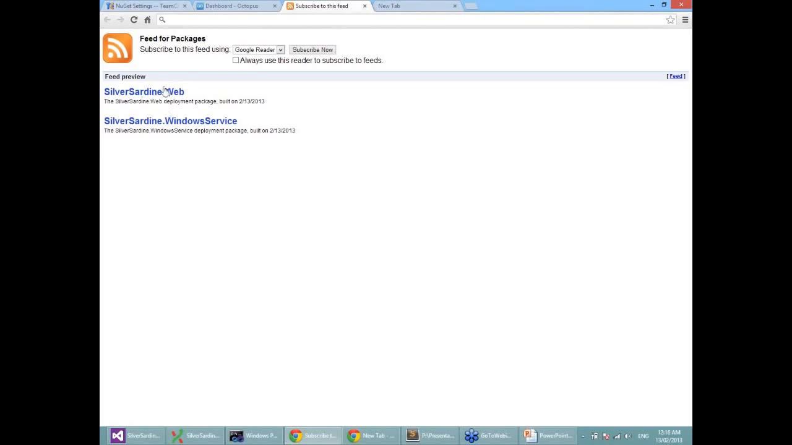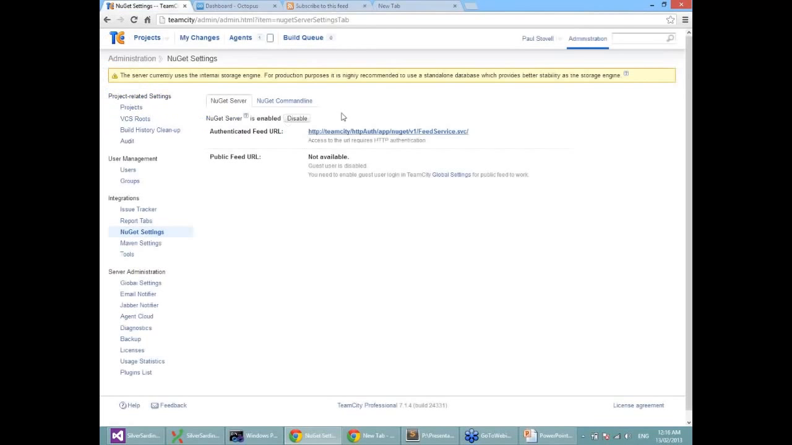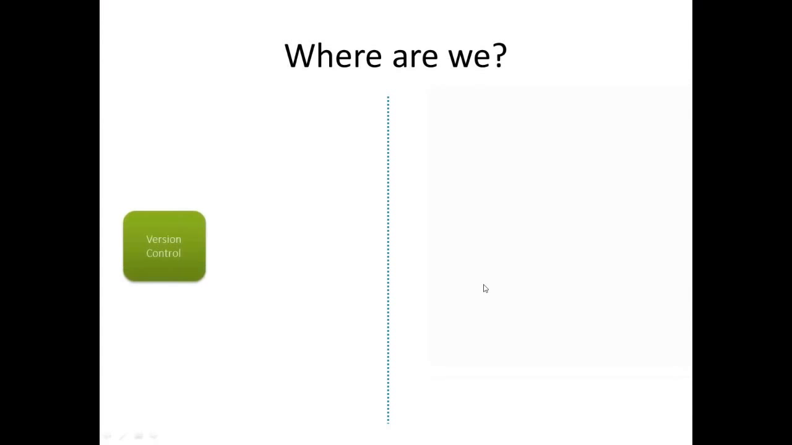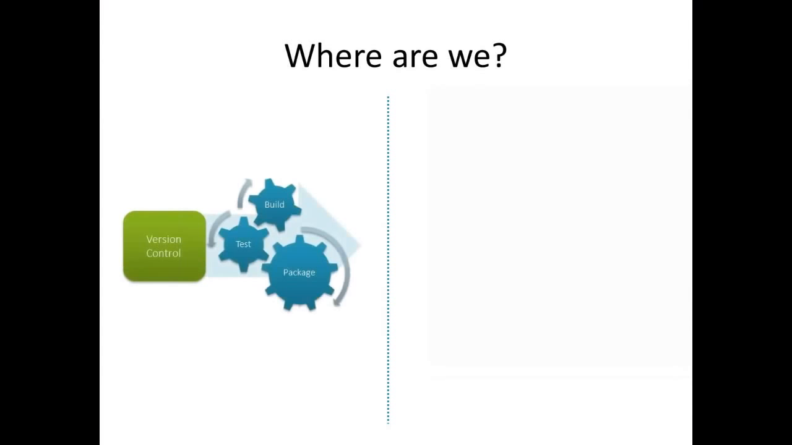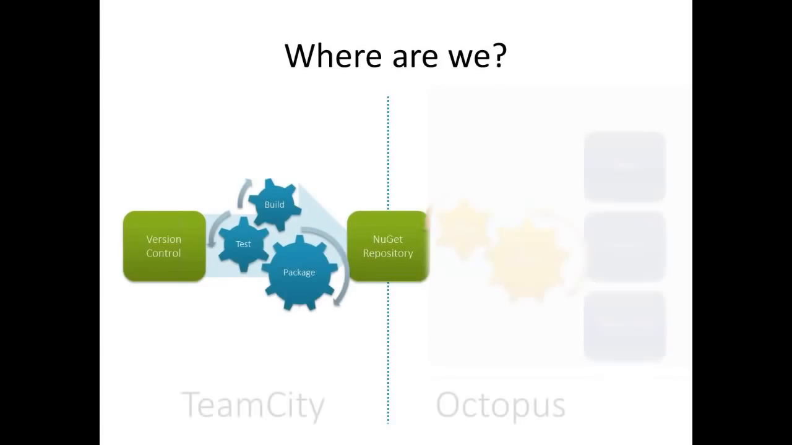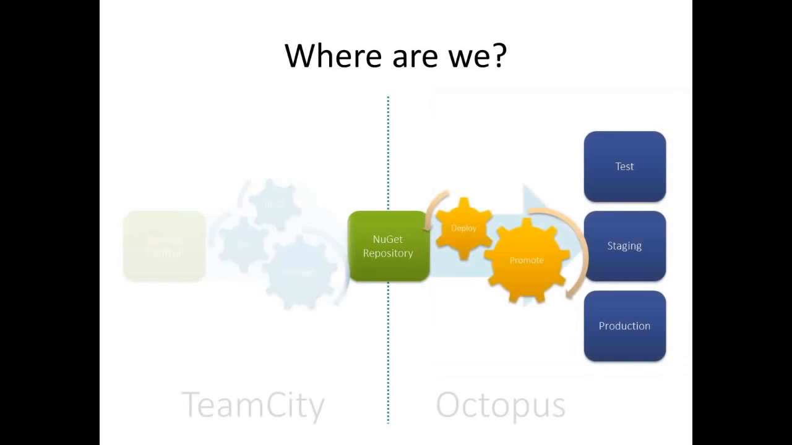So far we've looked at taking the code from version control, in this case our GitHub repository. We've built it, we've tested it, and we've produced those packages, and they're available within the TeamCity NuGet repository. We haven't looked at the deployment side of things yet. So for this next demo, what we're going to do is take the package we've built with TeamCity, and we're going to push that to a number of different machines in different environments.